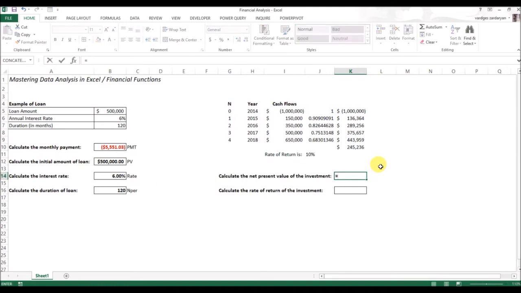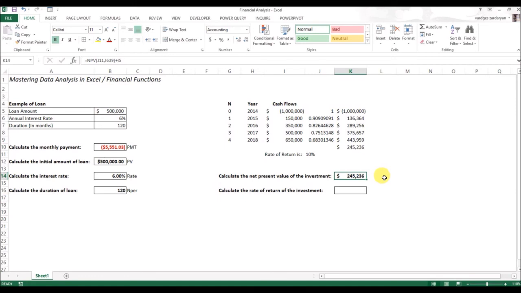For calculation of net present value in Excel, there is the NPV function. Let's write NPV, open bracket. Here select the rate of return and also select the values, the cash flows of the project. Start from here, close bracket, and plus the amount of initial investment. Enter, and we got the same result as here, our net present value.